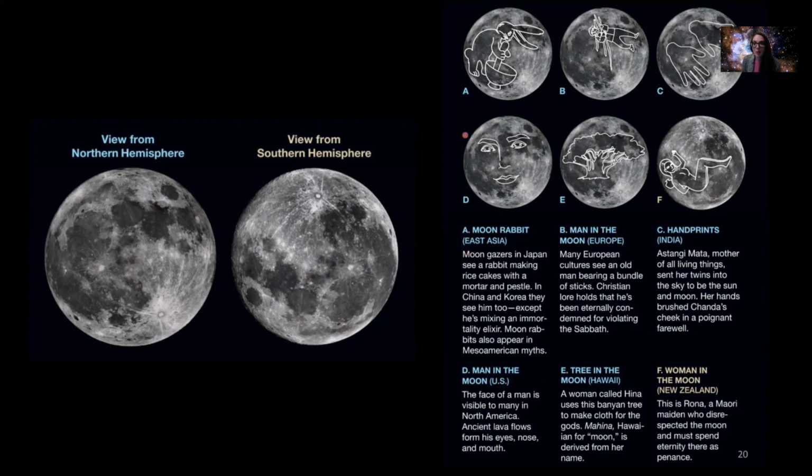But for example, in East Asia, they see a rabbit in the moon. In the United States, we see the face, so we tend to talk about the face of the man in the moon. In New Zealand, one of the stories is that this dark shape here is a woman in the moon, a maiden who disrespected the moon and as such must spend eternity there as penance. In India, they see handprints on the moon. So maybe think about the next time you look up at the moon, what pattern do you see and what story does it tell you?